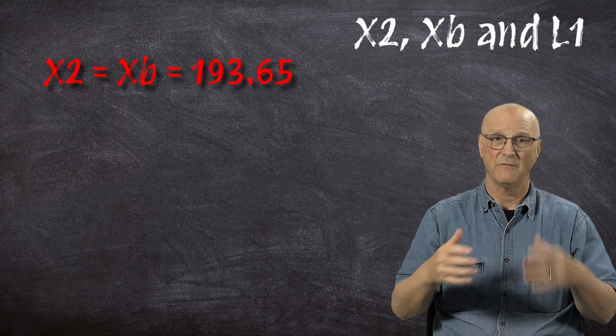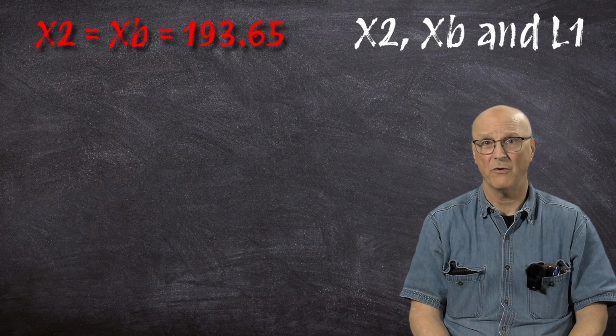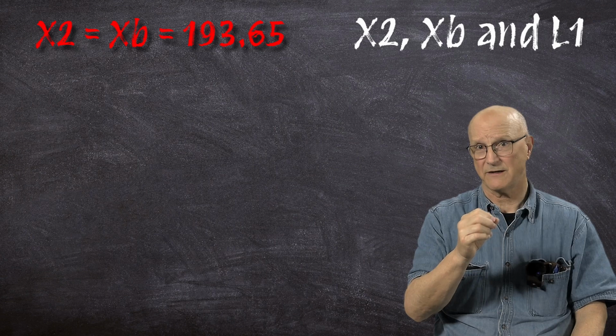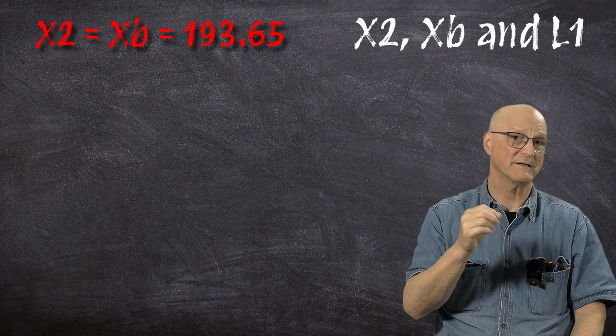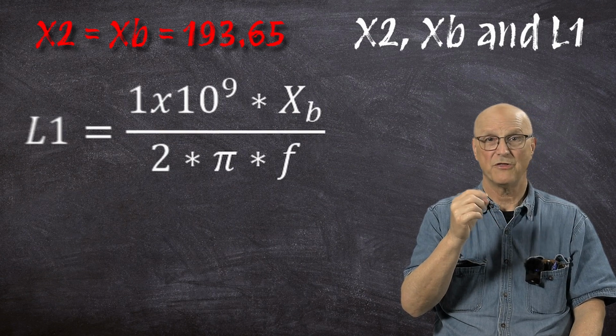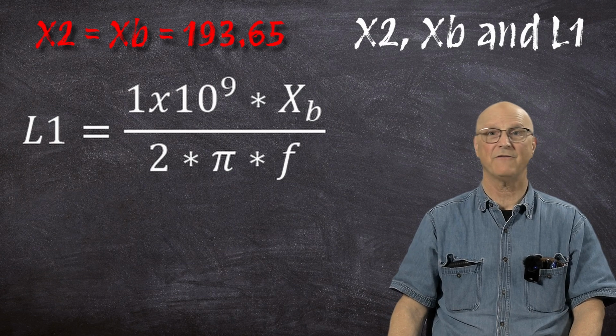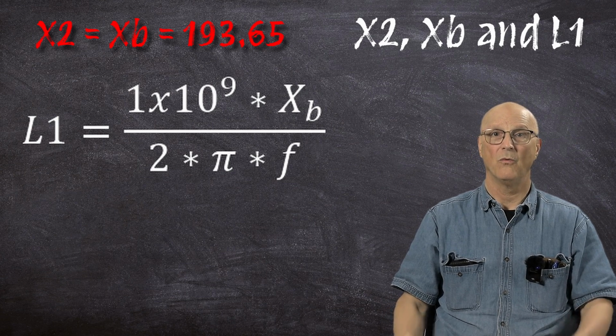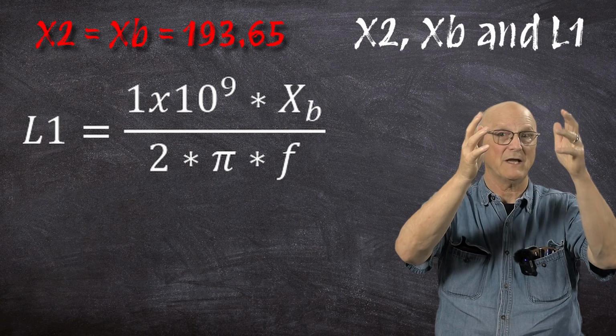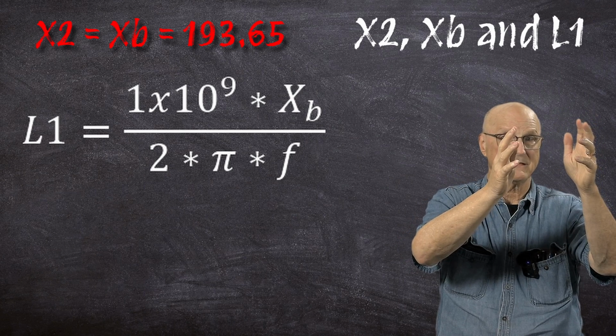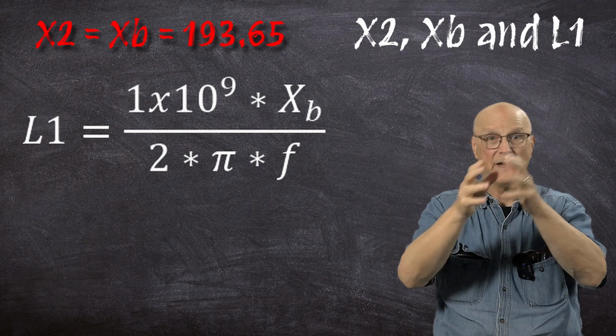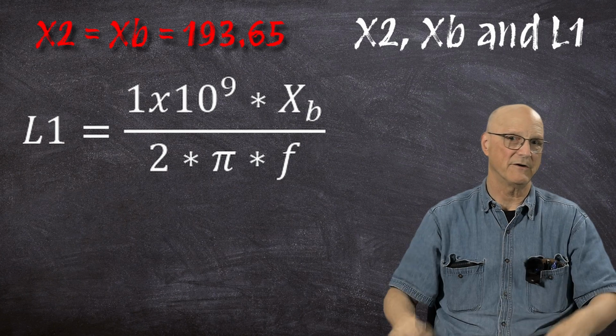193.65. But what is the value of this component? Well, we know it's an inductor because its reactance is positive. So we use this formula to calculate its value in nanohenries. 1 times 10 to the 9th times the inductive reactance divided by 2 times pi times the frequency in hertz.